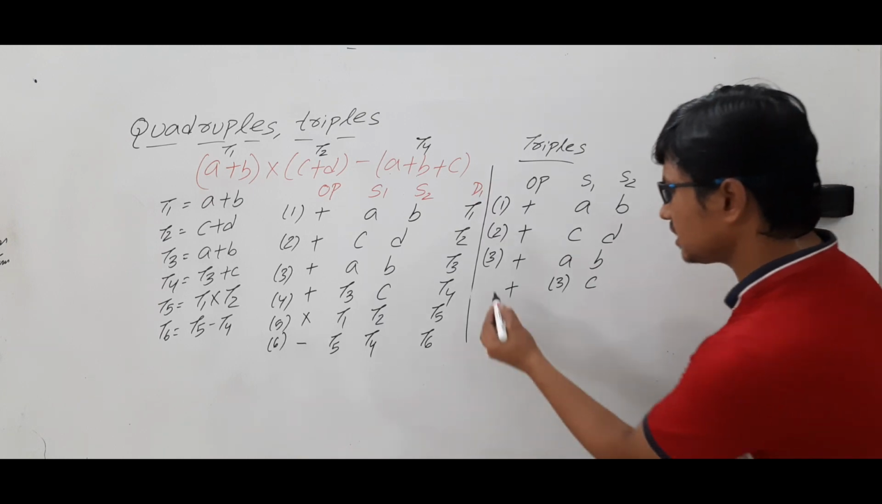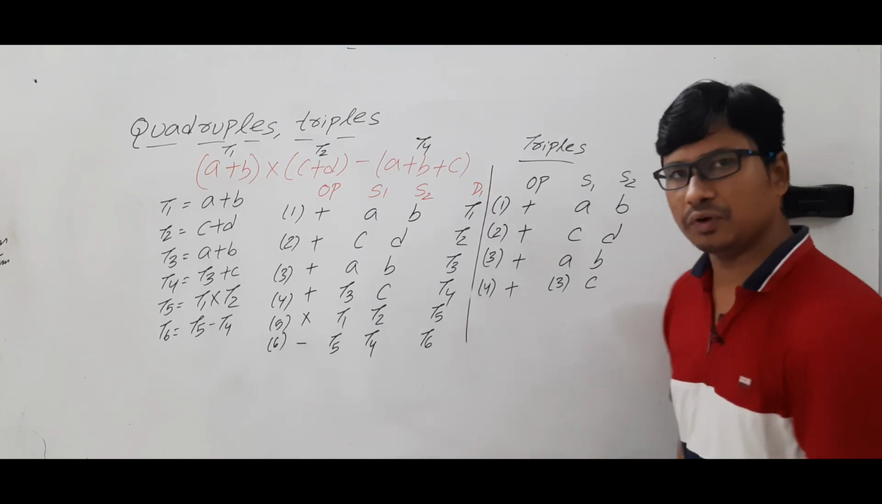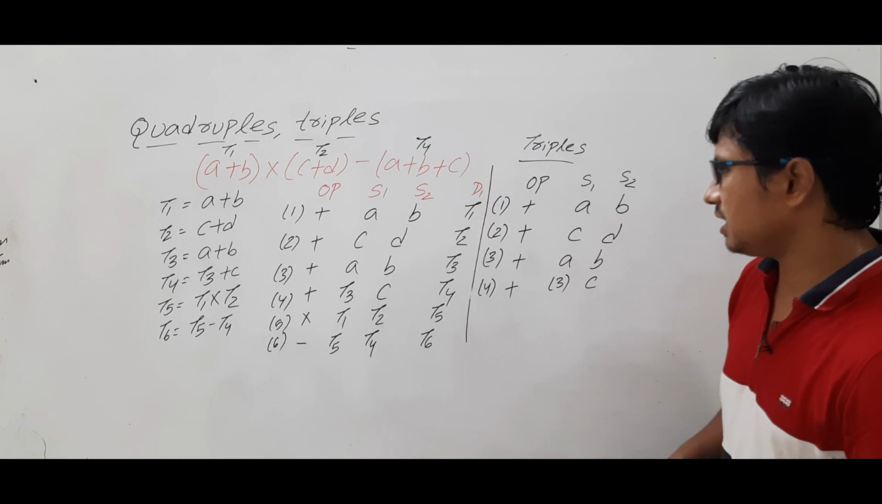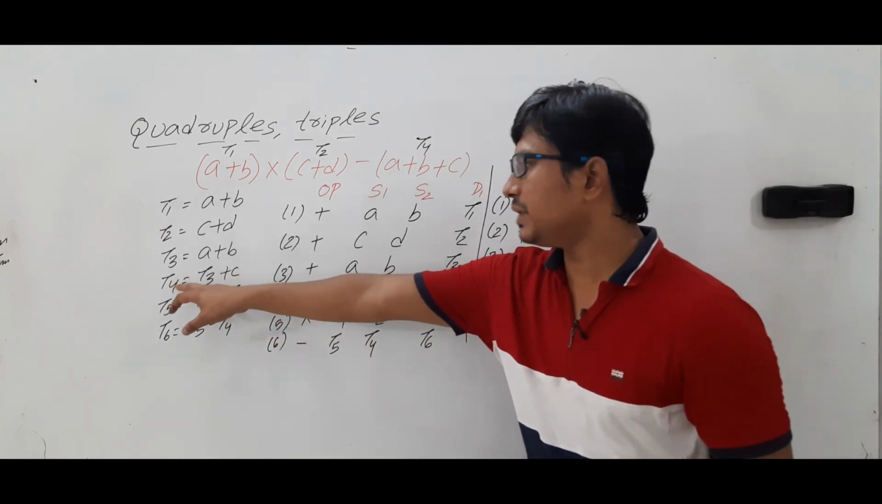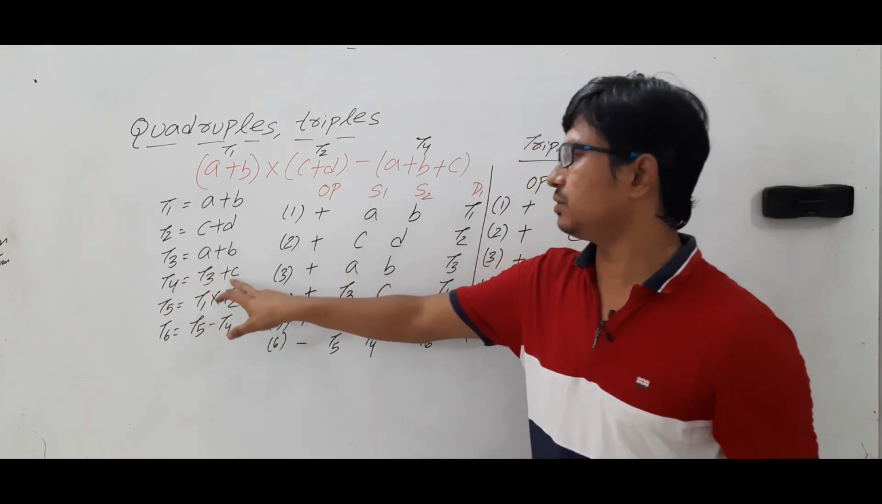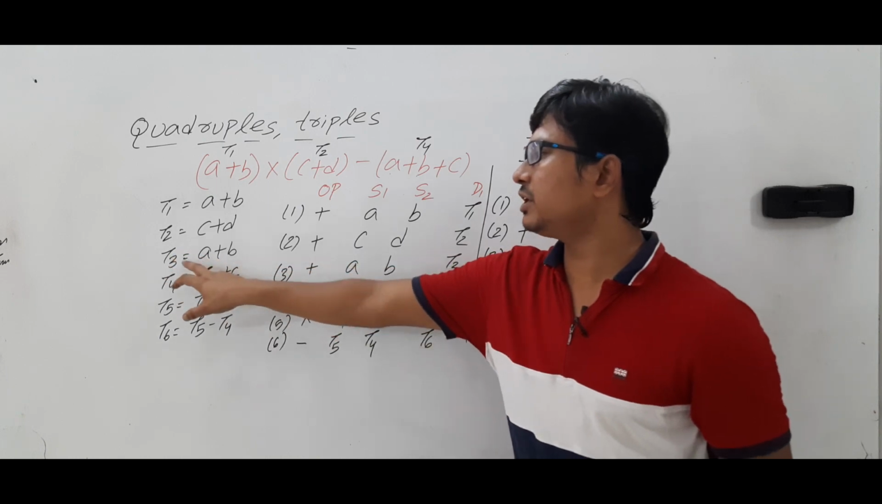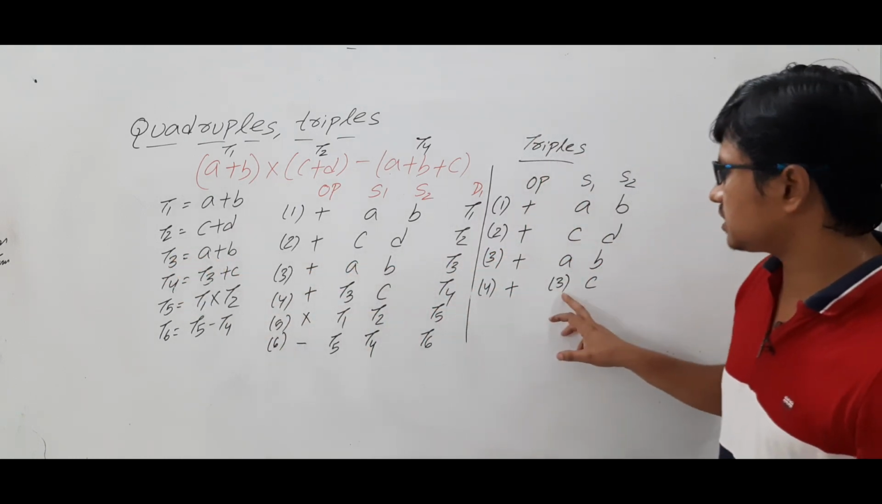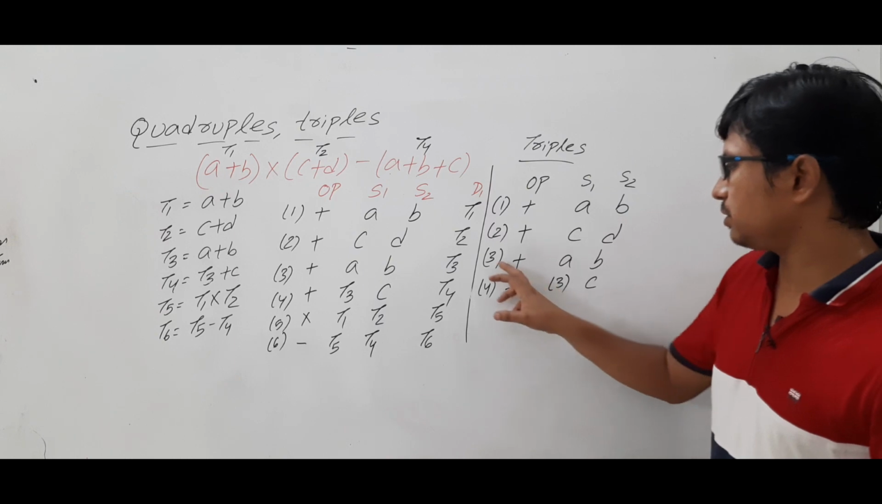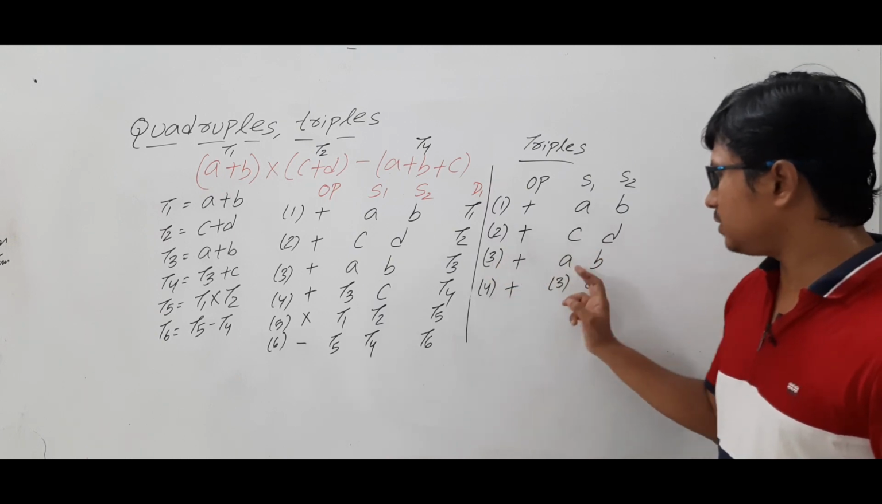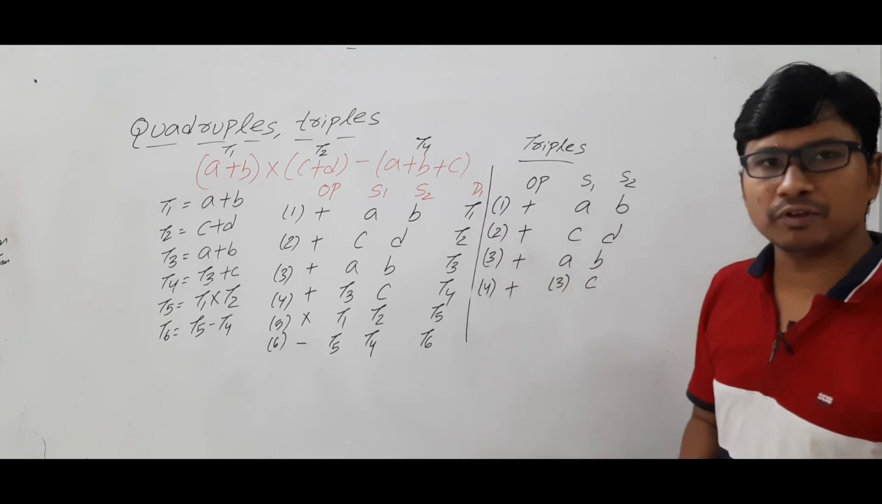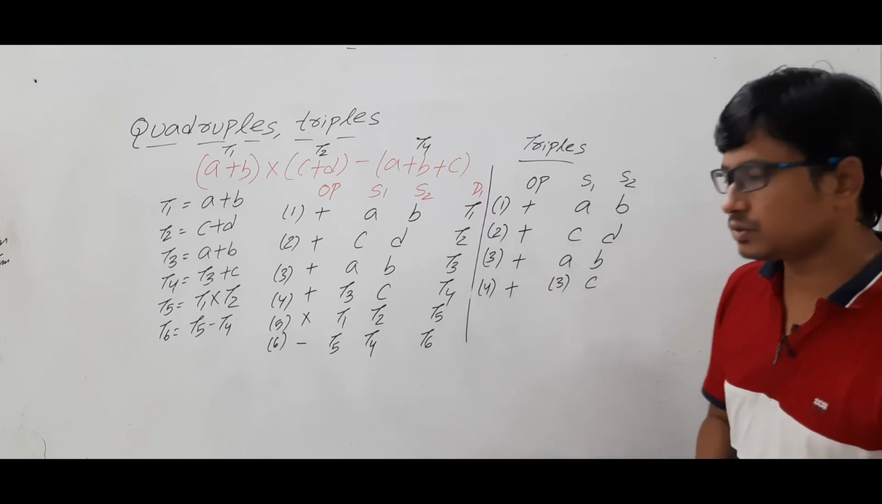Are you able to understand? This instruction is at index 4. Because if you want to execute the instruction T4 is equal to T3 plus C, you need to perform T3 is equal to A plus B first. That is what it is telling. In index location 3, whatever value is there, A plus B, you need to perform the plus C on it and store it.